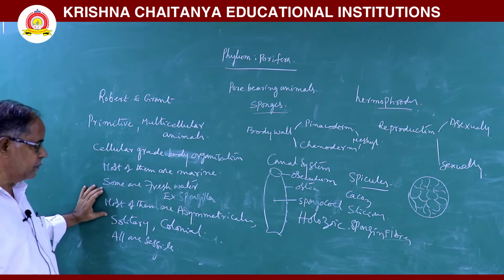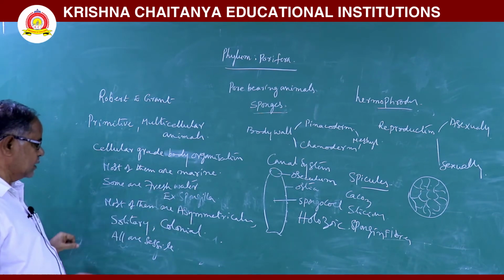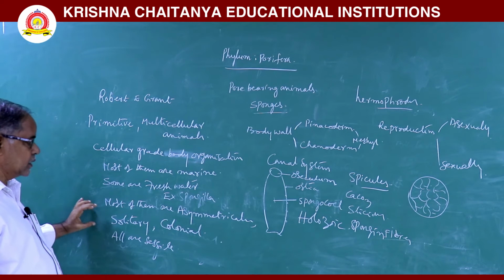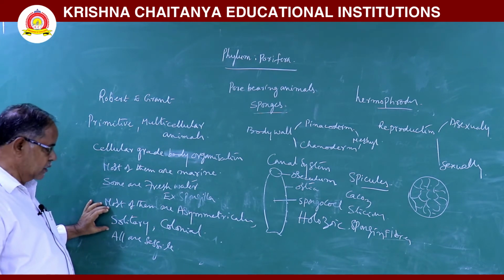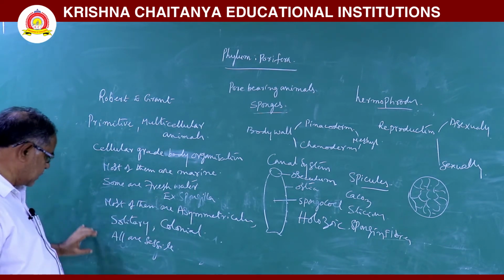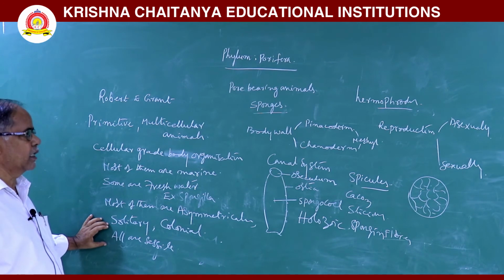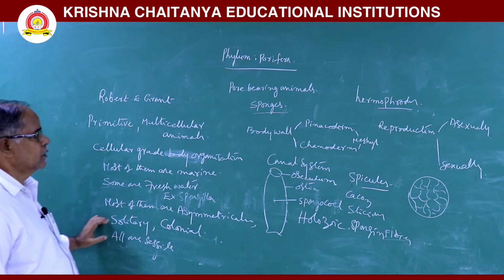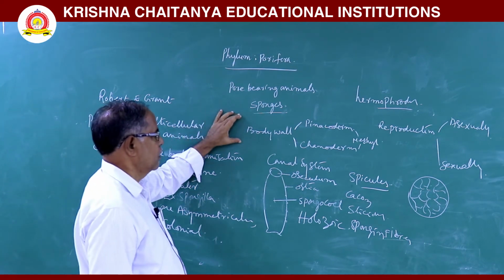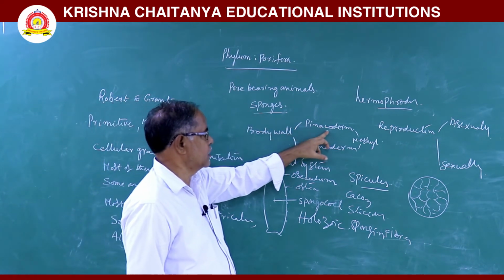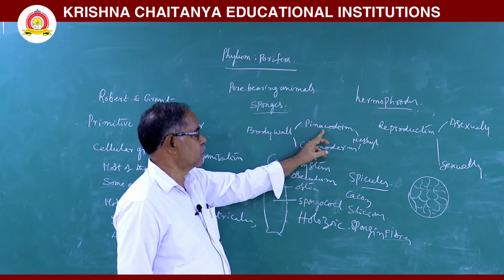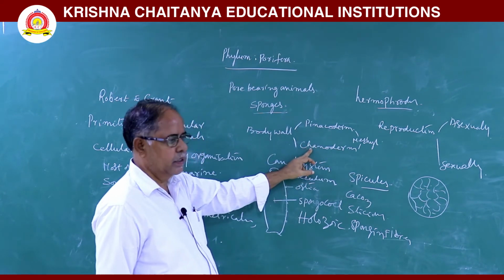Next, most of them are asymmetrical animals. Some are radially symmetrical animals. Next, some are solitary. Some are colonial forms. Next, all are sessile. Next then, the body wall. This body wall has two layers. One is the pinacoderm, second one is the choanoderm. Pinacoderm is the outermost layer, choanoderm is the inner layer.